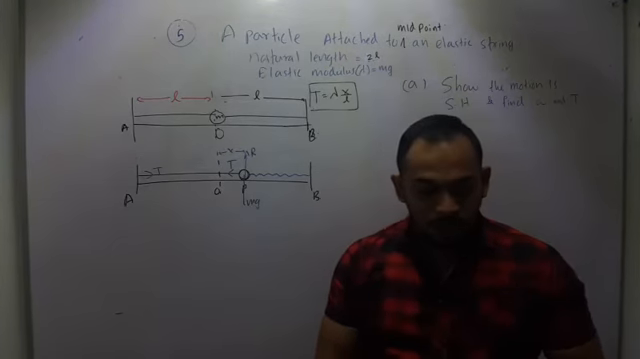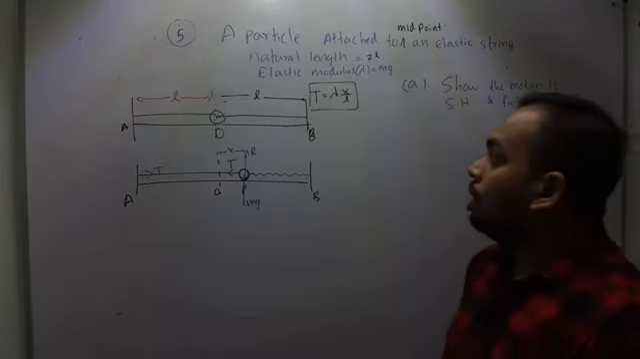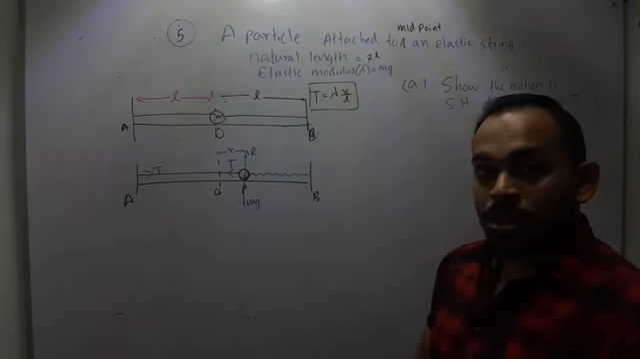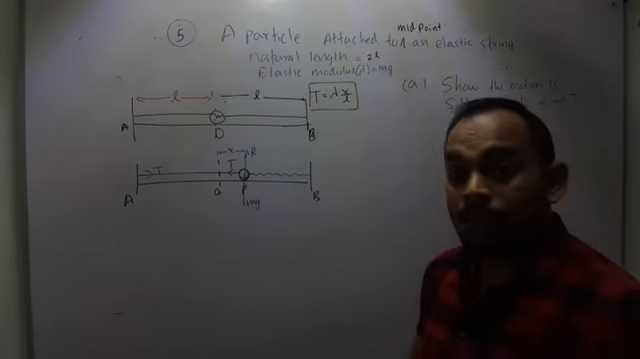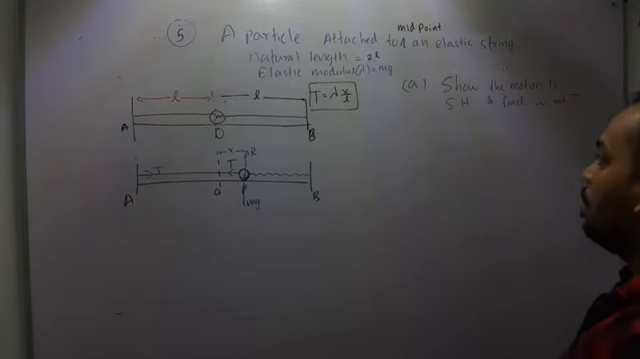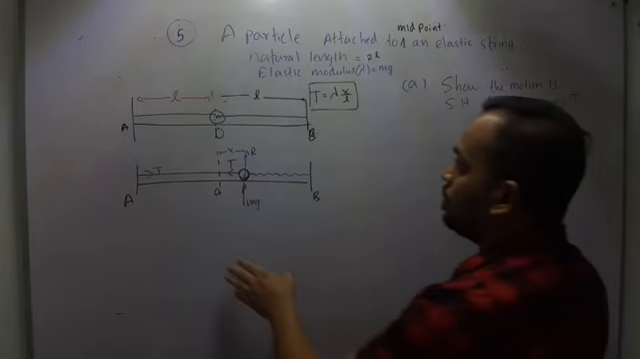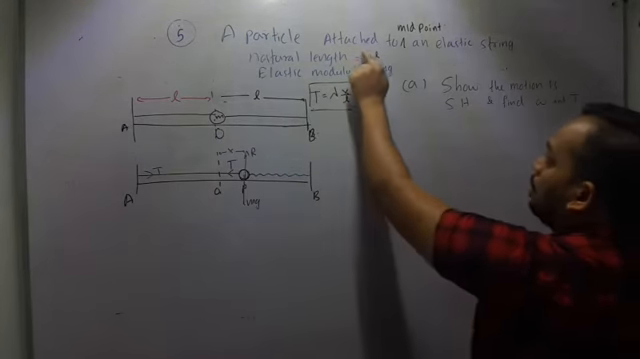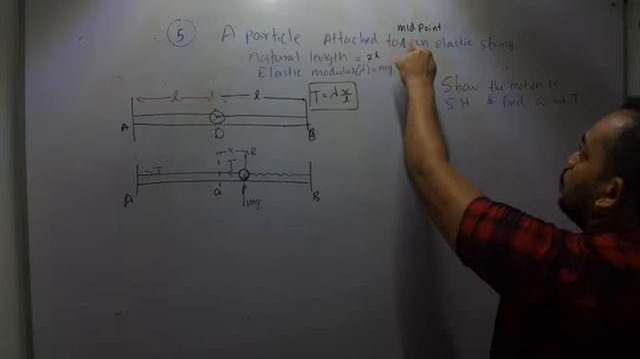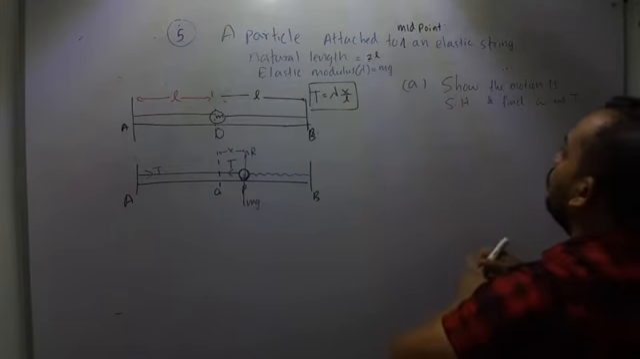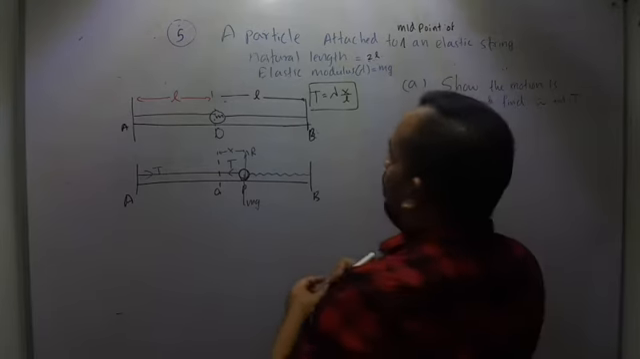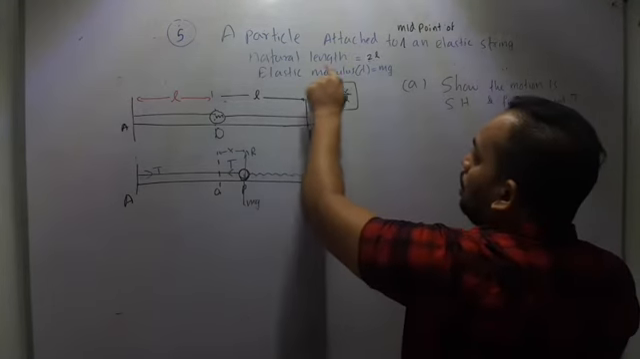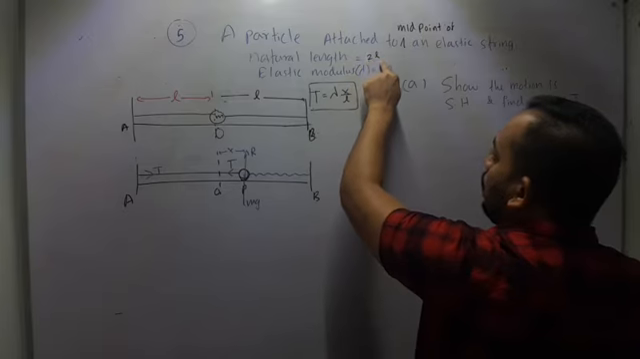So this is model question number 5, and in this question we will divide this question into three parts and we'll analyze every part. This is the first part. So basically this problem is a particle attached to the midpoint of an elastic string. Right, so the natural length of the elastic string is 2L.